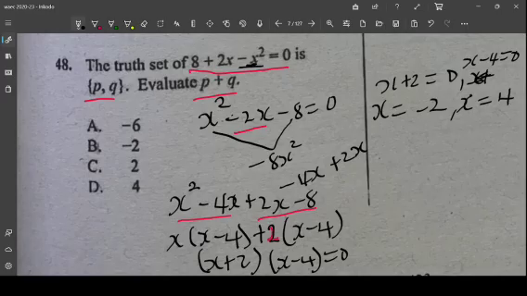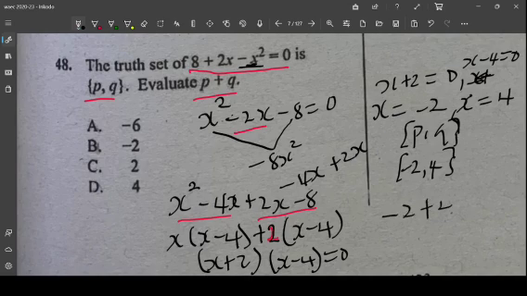So these are my set of p, q. My set of p, q are minus 2, comma 4. I'm told to evaluate p plus q, in other words, add the two of them together. So minus 2 plus 4 is equal to 2, which is option C.